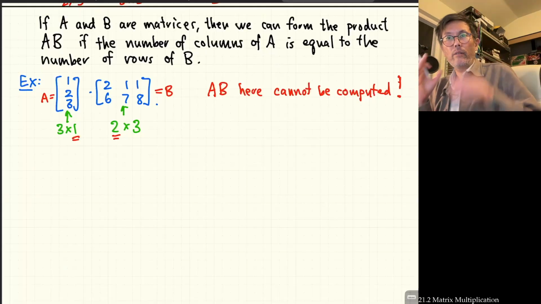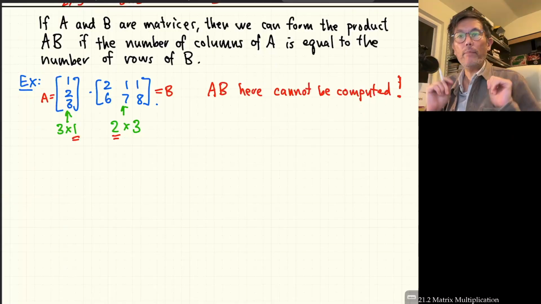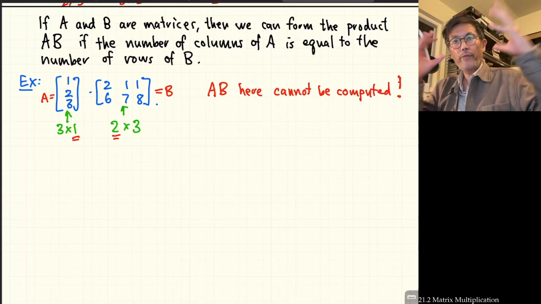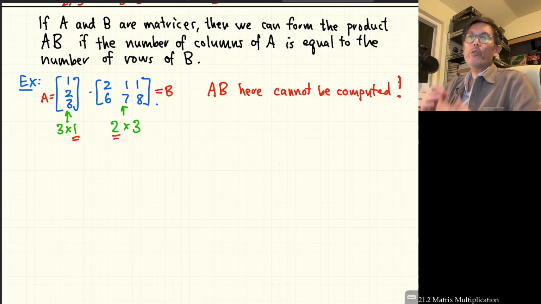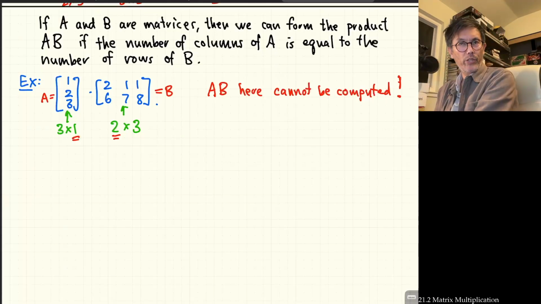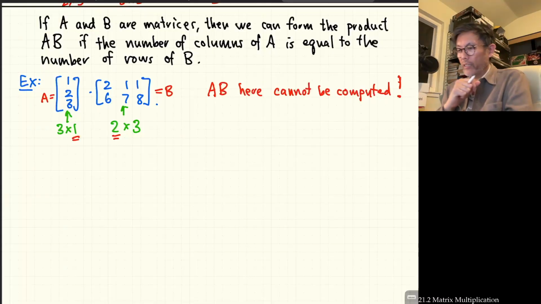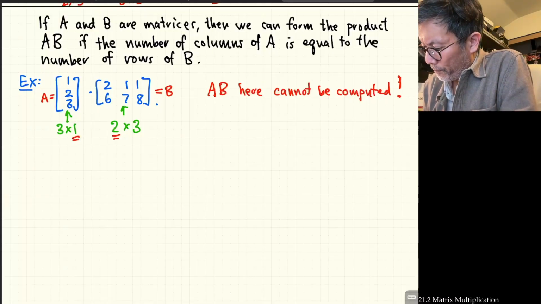So in particular, if you have two square matrices, then the only time that you can multiply them is if their dimensions are the same. So you can multiply a 3 by 3 with another 3 by 3, or an 8 by 8 with another 8 by 8, but you can't multiply a 3 by 3 with an 8 by 8. Again, there's a dimension mismatch, as we call it.